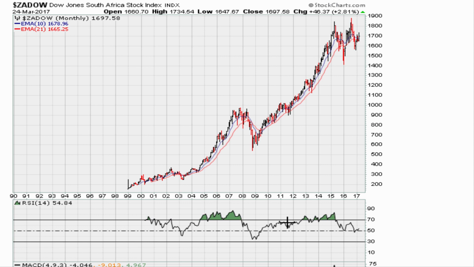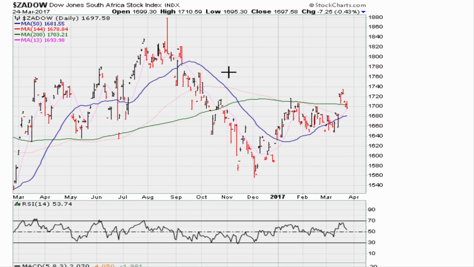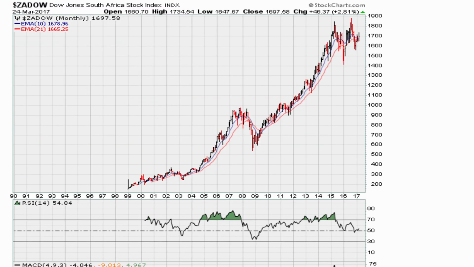So I would say a little bit of a confusing picture in terms of day to day, week to week, but we can see that week to week negative, day to day negative, but we see that the longer term picture continues to be constructive.